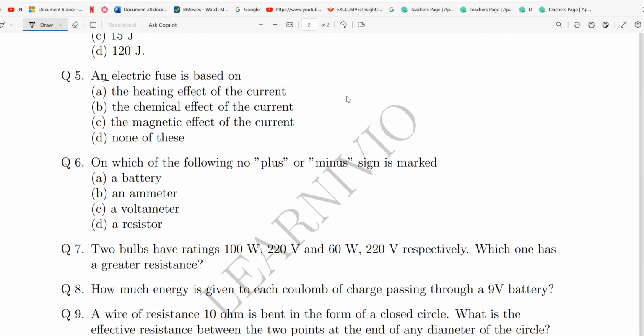Next one: the electric fuse is based on the heating effect of current. Which of the following has no plus and no minus sign marked? No plus and no minus, which is that one? Resistor. Yes, a resistor is the one which is not going to have any plus or minus sign marked.